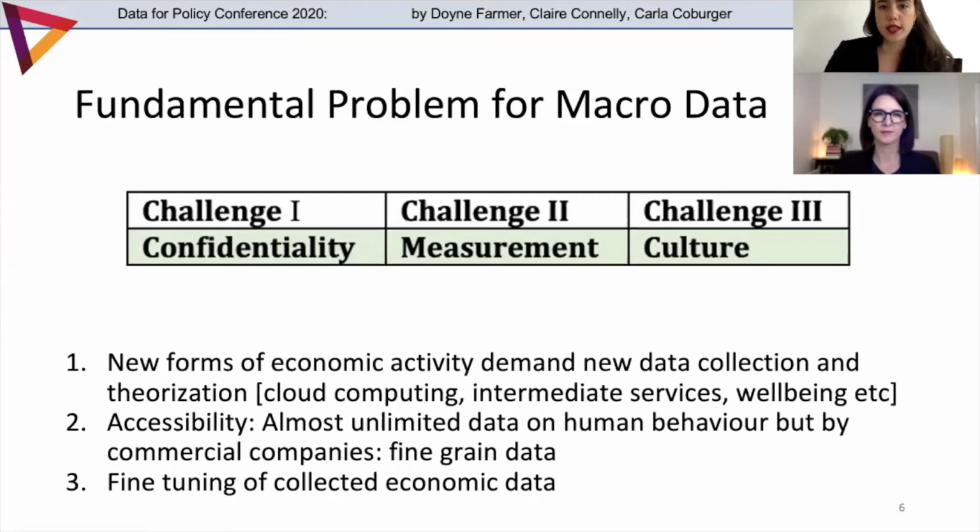Secondly, we need new data. As introduced earlier, there is a growing economy of so-called intangible goods that have become key to our economies, which we are still struggling to quantify and include in our models.